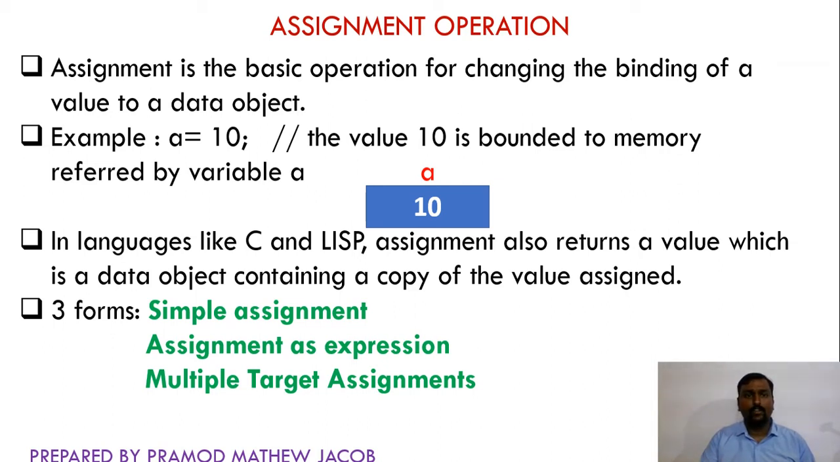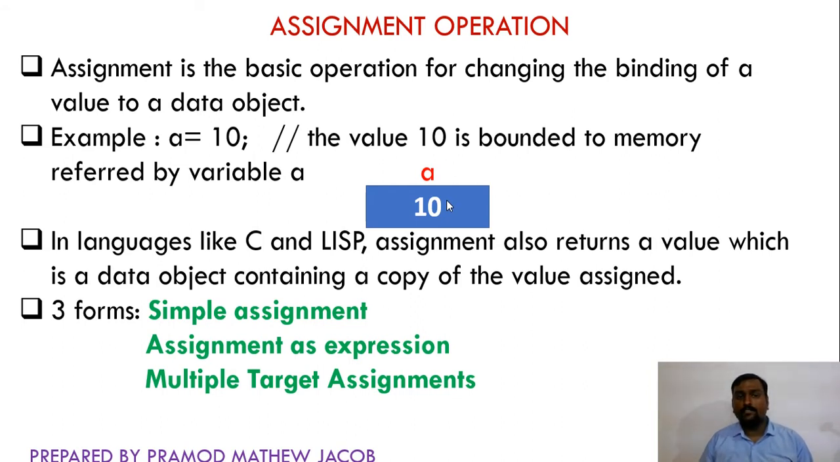Example, a is equal to 10. Here the value 10 is bound to the memory referred by the variable a. So the value 10 is stored in the memory location that is given the name a. So there will be a memory address like 1000 or 2000 or something like that, and to that particular memory address this 10 is mapped or bound. That process is called an assignment operation.